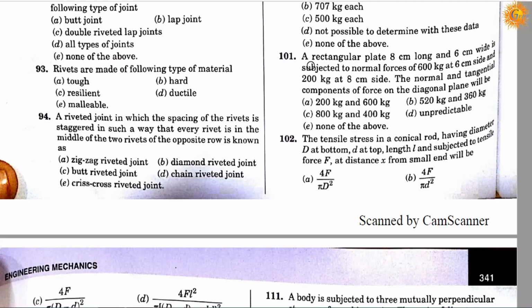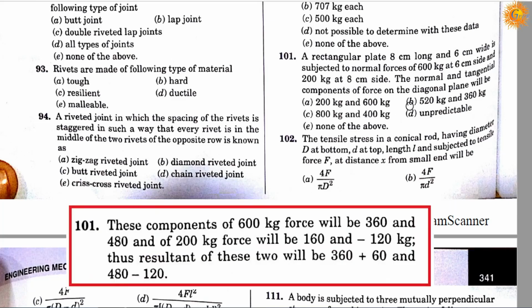Question number 101. A rectangular plate 8 cm long and 6 cm wide is subjected to normal force of 600 kg at 6 cm side and 200 kg at 8 cm side. The normal and tangential components of force on the diagonal plane will be: option A 200 kg and 600 kg, option B 520 kg and 360 kg, option C 800 kg and 400 kg, option D unpredictable, and option E none of the above.